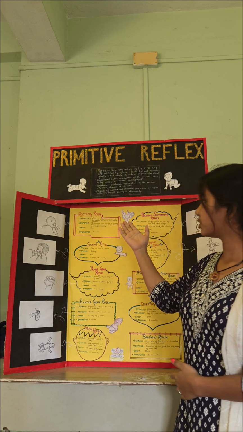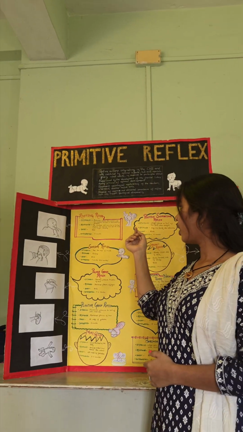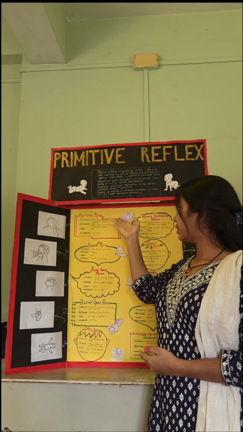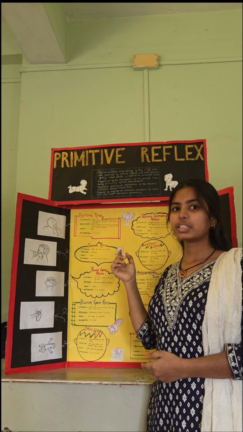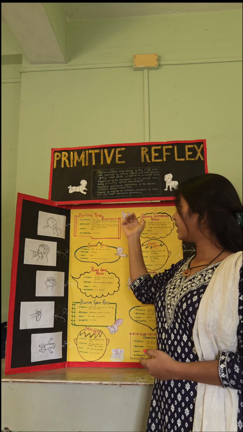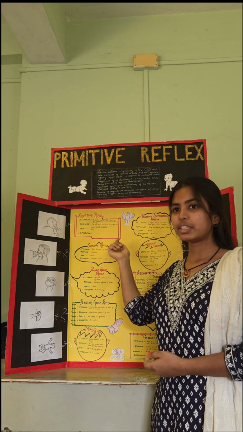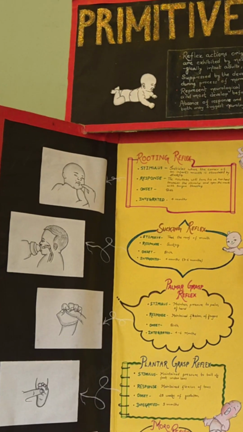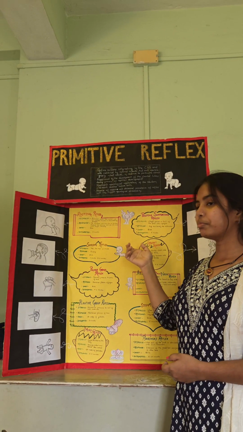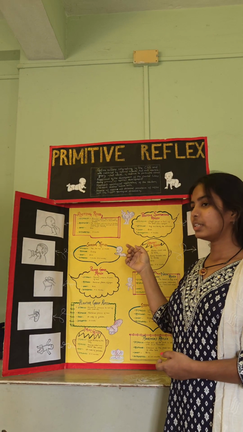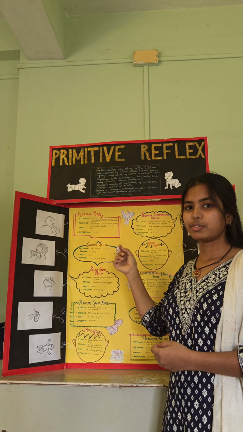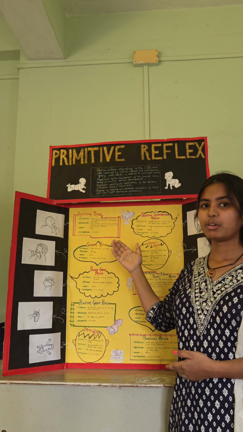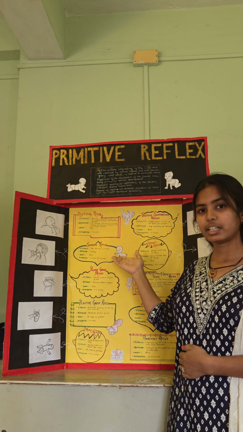So here the first one is the rooting reflex. When the corner of the infant's mouth is touched or stroked, the baby will turn his or her head towards the stroking side. This reflex appears at birth and is integrated around 4 months. The next reflex is the sucking reflex. When the roof of the mouth is touched, the baby will start sucking the finger or the object which touched it. This reflex appears at birth and is integrated around 4 months.